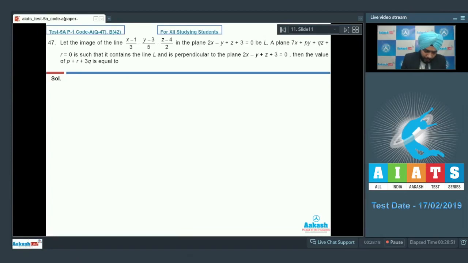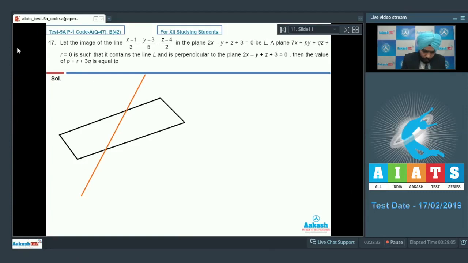Students, if we analyze the diagram of this question, we can make a very obvious conclusion that this is a plane and this is the given line. Suppose it intersects at a particular point over here. So it is passing through this point. The mirror image of this line will be something like this, no doubt in that.